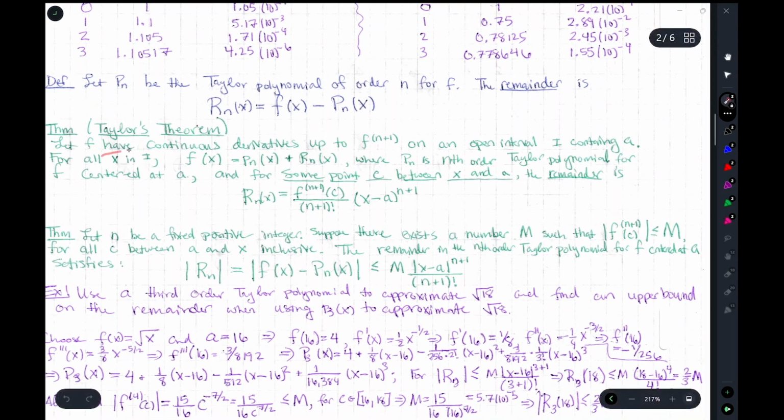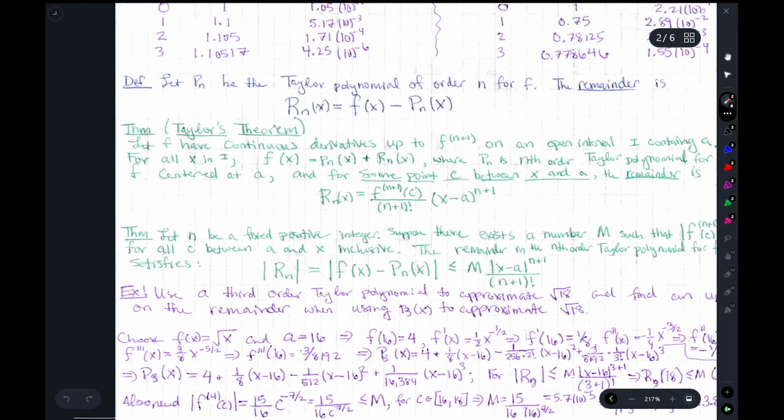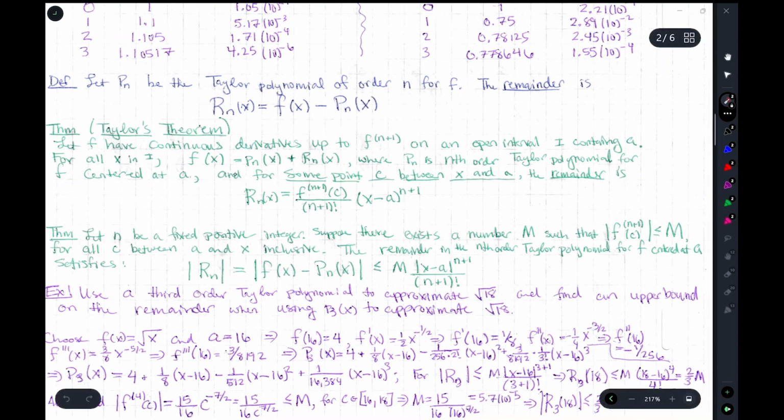Taylor's theorem. Let f have continuous derivatives up to n plus 1 on an open interval I containing a, the center. For all x in I, f of x is equal to Pn, so the nth degree Taylor polynomial, plus Rn, the remainder. Okay, so you could write f of x as equal to the Taylor polynomial plus the remainder, where Pn is the nth order Taylor polynomial for f centered at a, and for some point c between x and a, the remainder is.